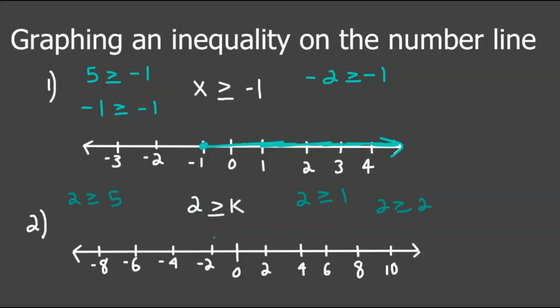So when we go to graph it, we would do a closed circle because we're including 2 as one of our possible values. And then we're going to go toward the side that our numbers start to get lower than 2. So we go toward the left. And then we draw our arrow. And that's how we do it.